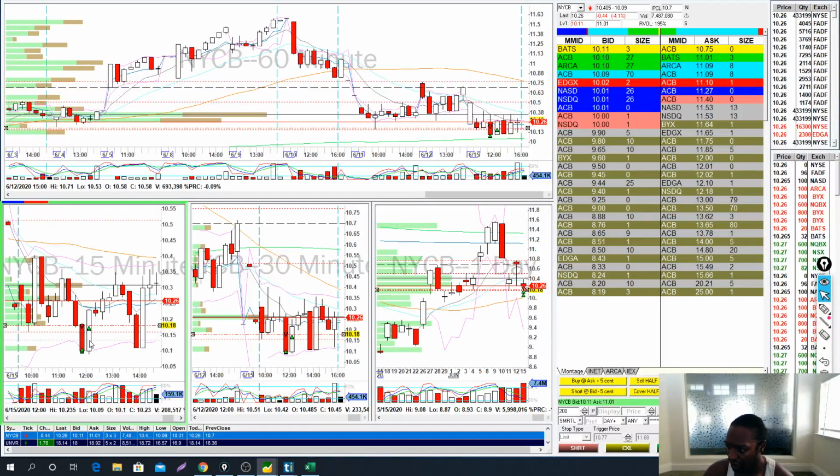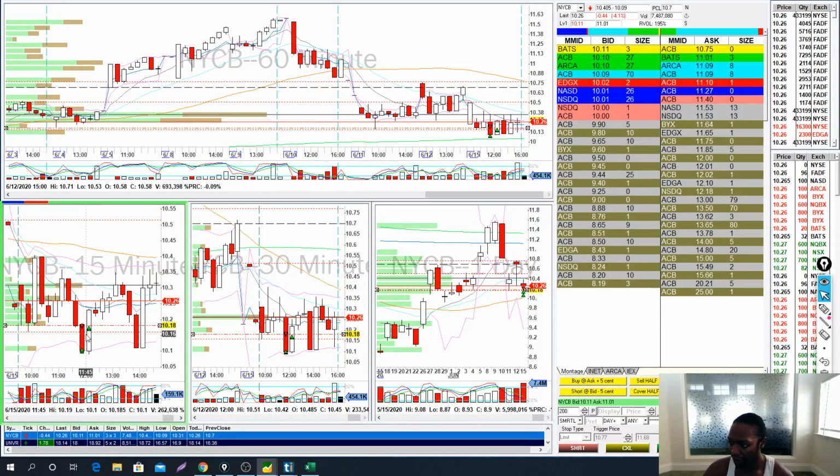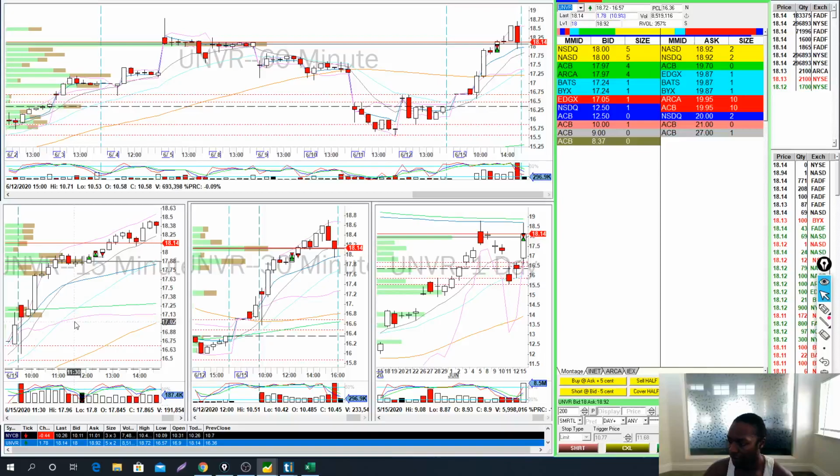And then this pink line is my VWAP standard deviation. It did a double bottom off of that, came back up, and got out at break even again, split with my order here. Next up, we have UNVR.